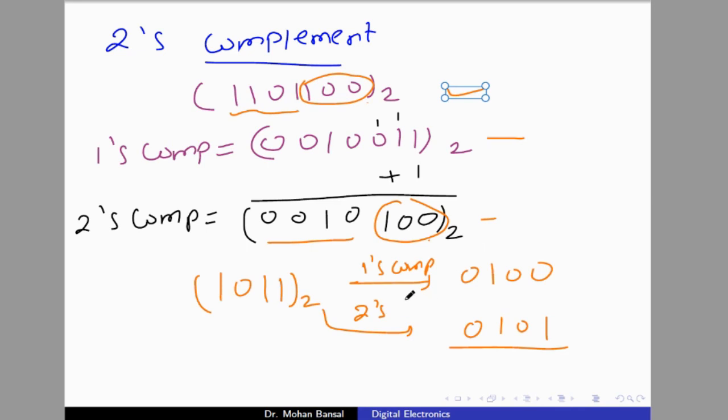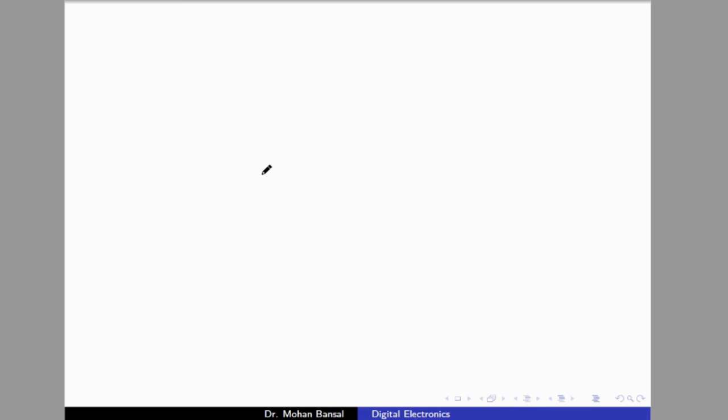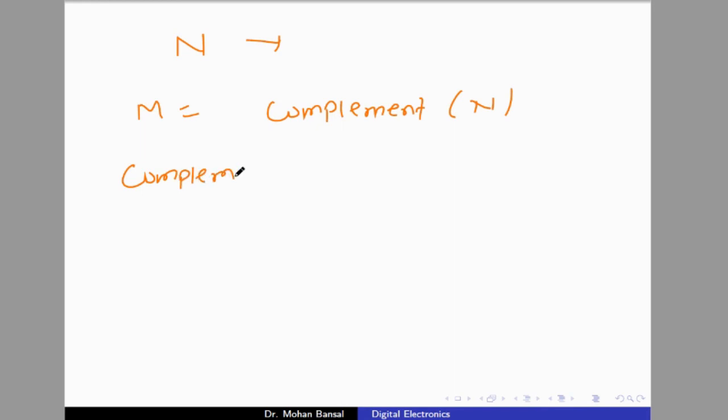And another thing is that the complement of the complemented number is the number itself. If we have a number n, just consider m is equal to the complement of n. Any complement, 1's, 2's, any complement. If we take the complement of n, we will get m. If we take the complement of m, we will get n again.